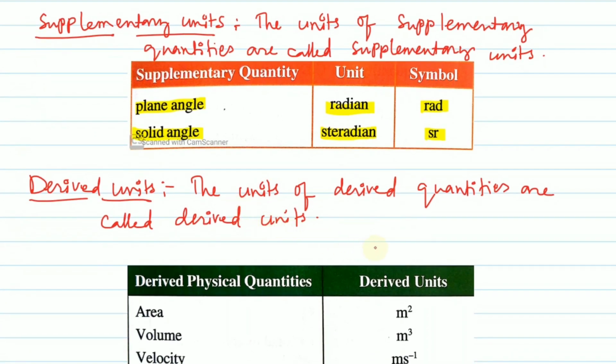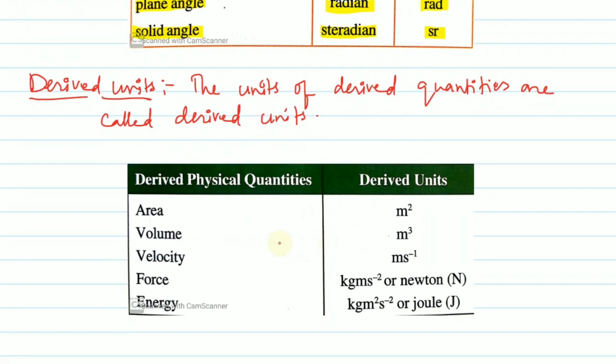So let us see SI units of some of the derived quantities. So first derived quantity is area, and its SI unit is meter square. Volume, its SI unit is meter cube. Velocity, its SI unit is meter per second. Force, its SI unit is kilogram meter per second square or Newton. Energy, its SI unit is kilogram meter square per second square or joule.